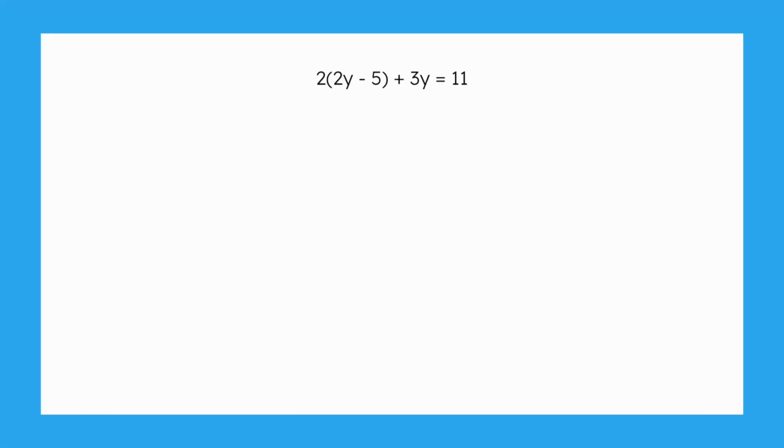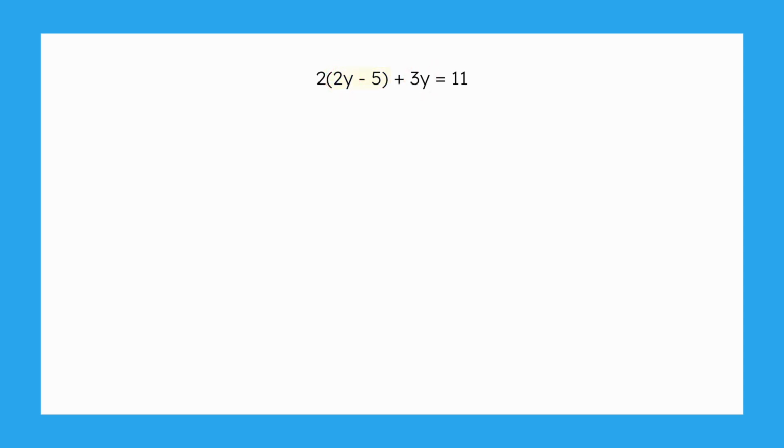Let's take a look at equation 2. 2 times the quantity 2y minus 5 plus 3y equals 11. What do you notice? Yeah, I see another grouping and 2 variable terms. What should we do first?